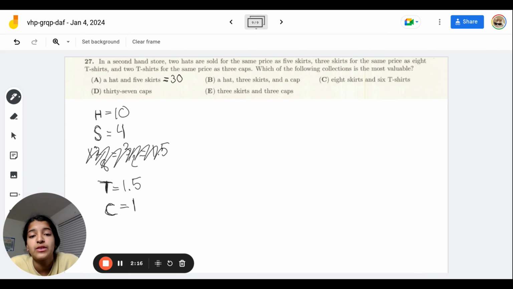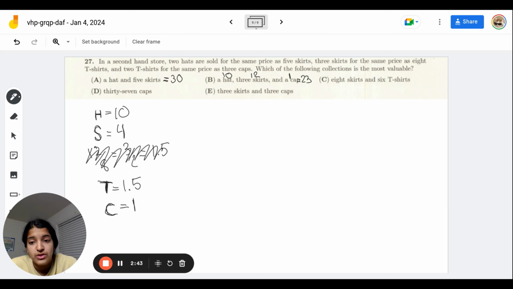For B, you have a hat, 3 skirts, and a cap. So for the skirts, that's 12. I'm going to put that right here. There's 1 hat, which is 10. And then we have 1 cap, which is 1. So that would be 10 plus 12, which is 22, plus 1 is 23. Okay, equals 23. Now let's go on to C, which is 8 skirts and 6 t-shirts.